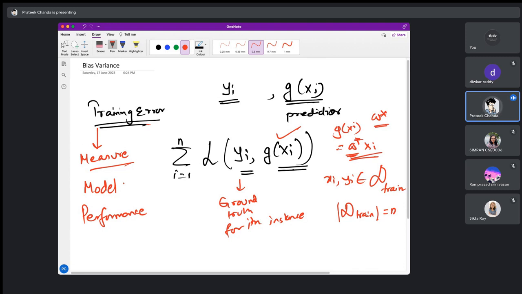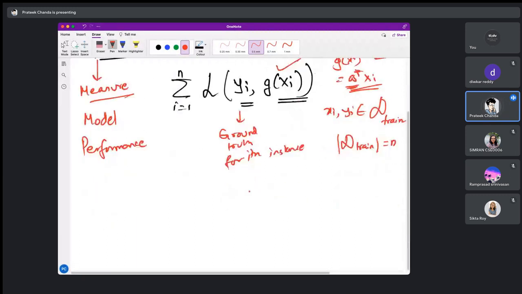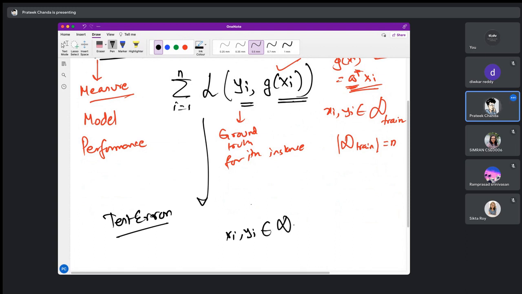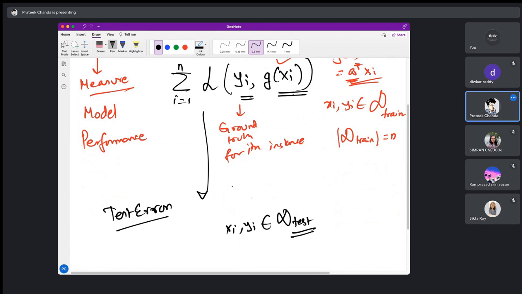So this is my training error, and I define it as this. Now I have another thing, which is my test error, and that's also one measure. The test error is basically the same as this expression. The only difference is that my xi and yi would come from my test data set.